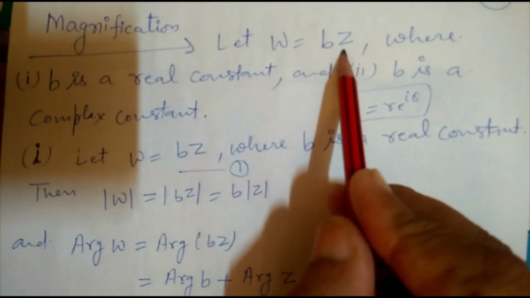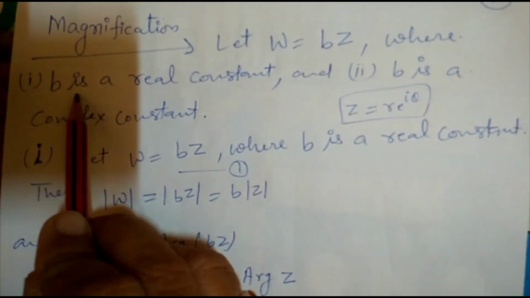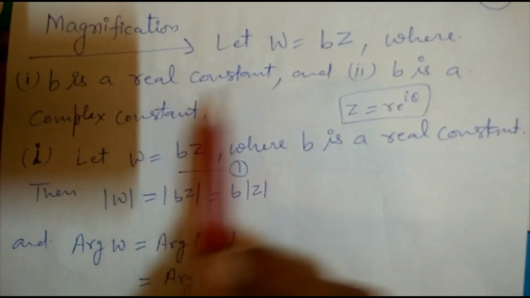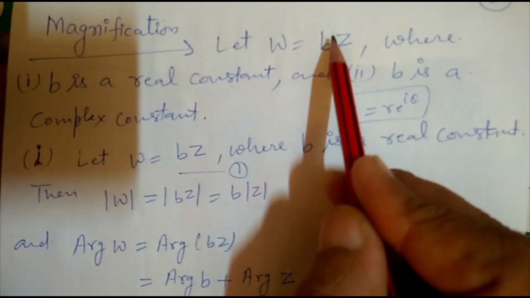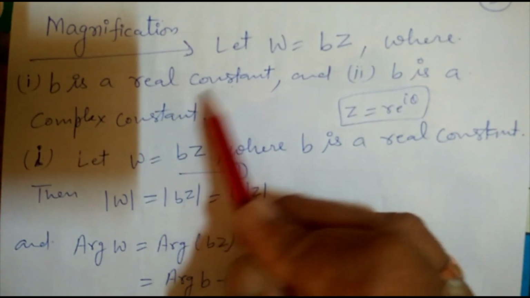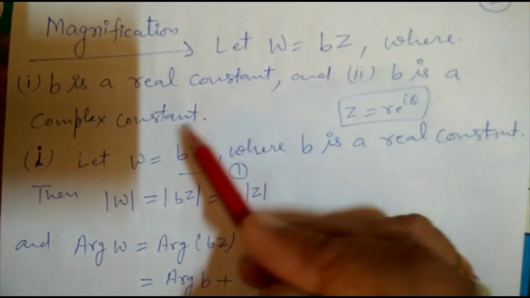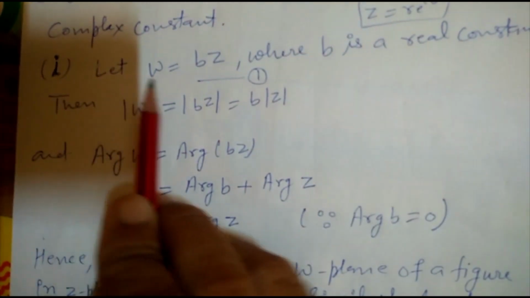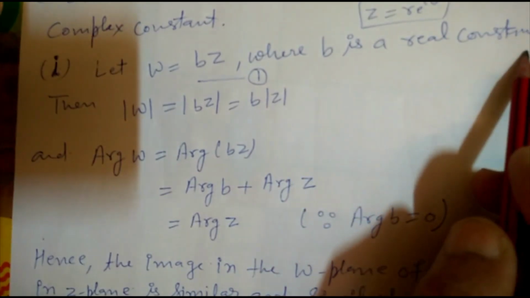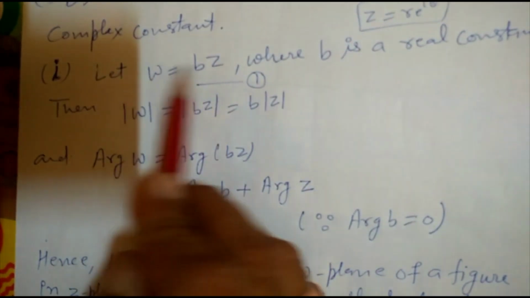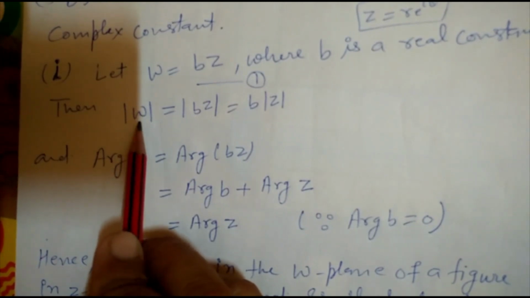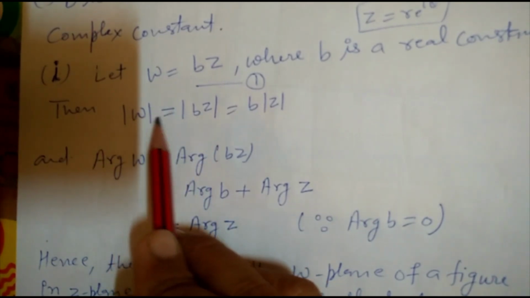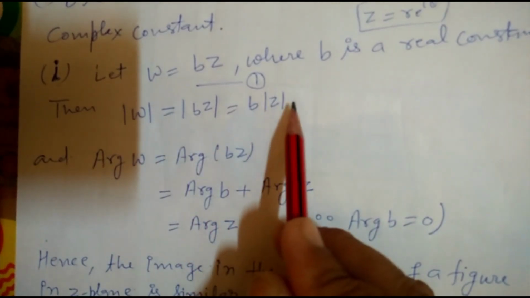let W = Bz, where number 1, B is a real constant, and number 2, B is a complex constant. That is, here the coefficient of Z is a constant. The first one we consider a real constant, the second one a complex constant. In the first case, let W = Bz, where B is a real constant. Then if we take the modulus of both sides of equation 1, we obtain |W| = |Bz|. Here B is a constant, and any constant is put outside of the modulus, so this is B|Z|.